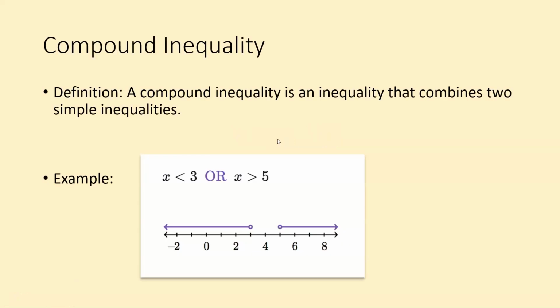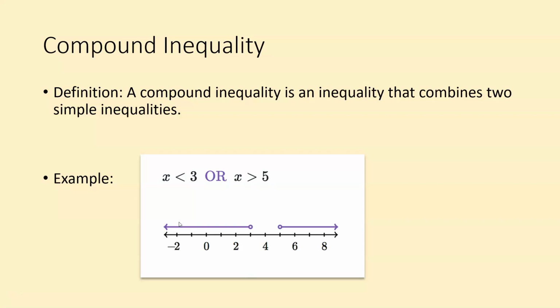Here is your definition for compound inequalities. Make sure you get this down. A compound inequality is an inequality that combines two simple inequalities. Here's an example where x is less than 3 or x is greater than 5.